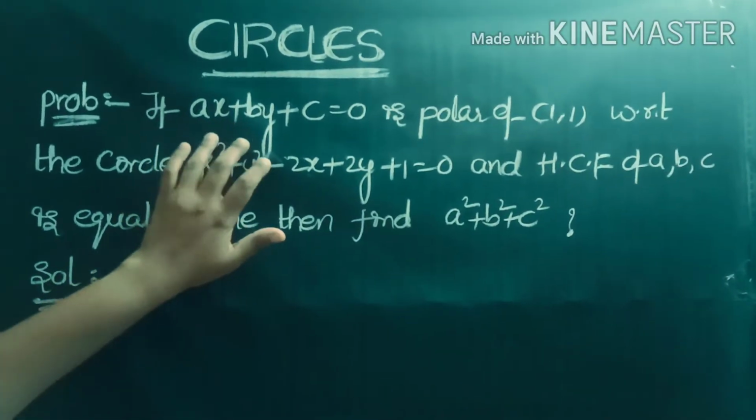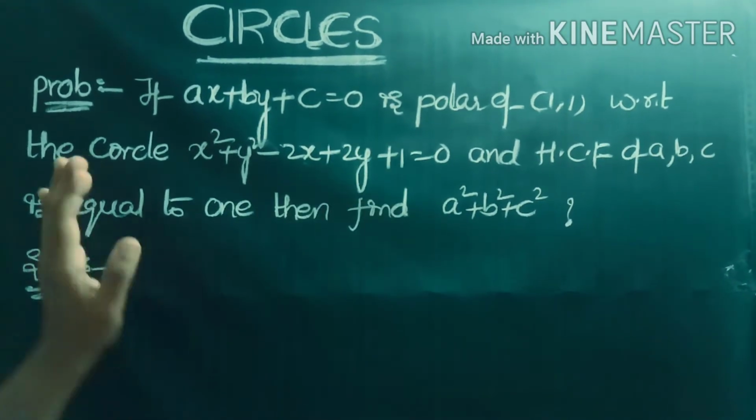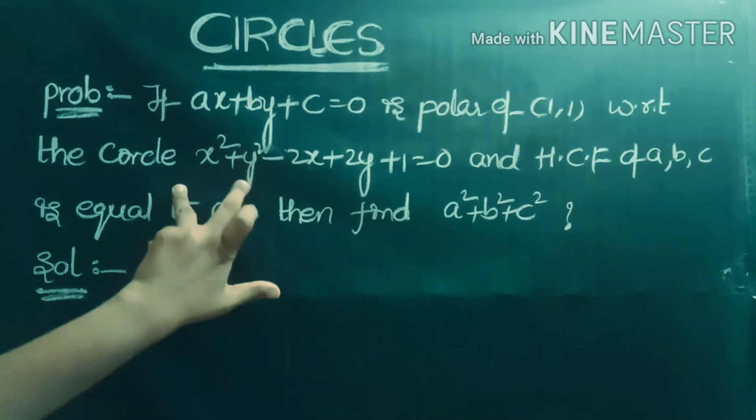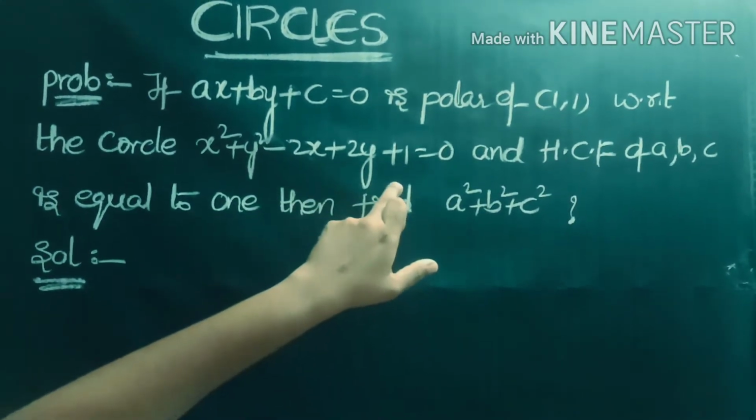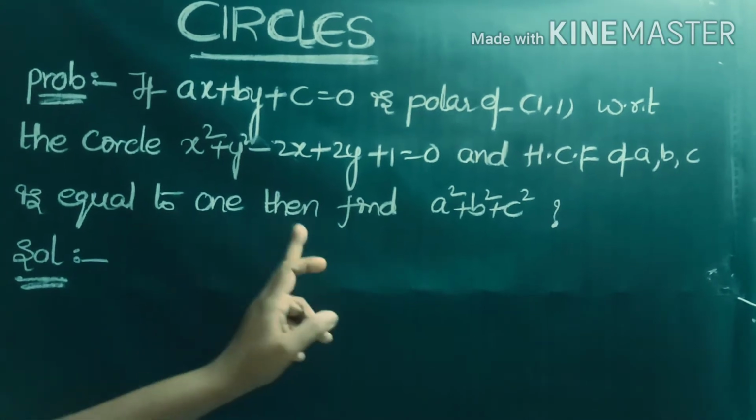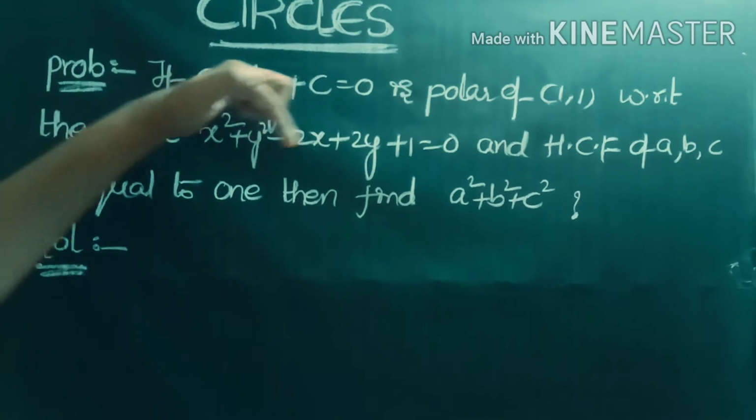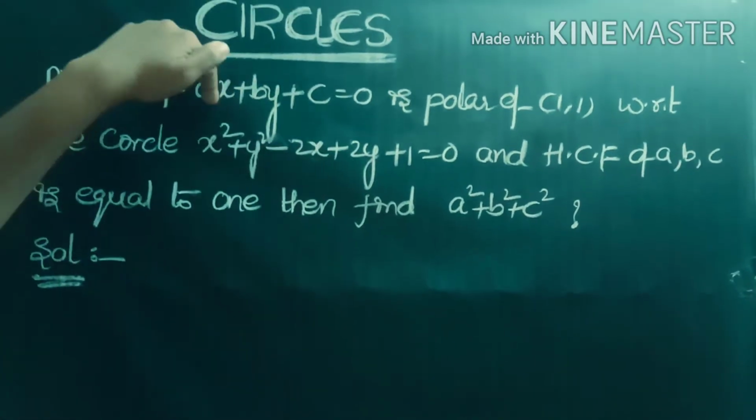Next problem. If ax plus by plus c is equal to 0 is the polar of (1, 1) with respect to the circle x square plus y square minus 2x plus 2y plus 1 is equal to 0, and the HCF of a, b, c is equal to 1, then what is the value of a square plus b square plus c square? So given that the polar of the point (1, 1) with respect to this circle is ax plus by plus c equal to 0.